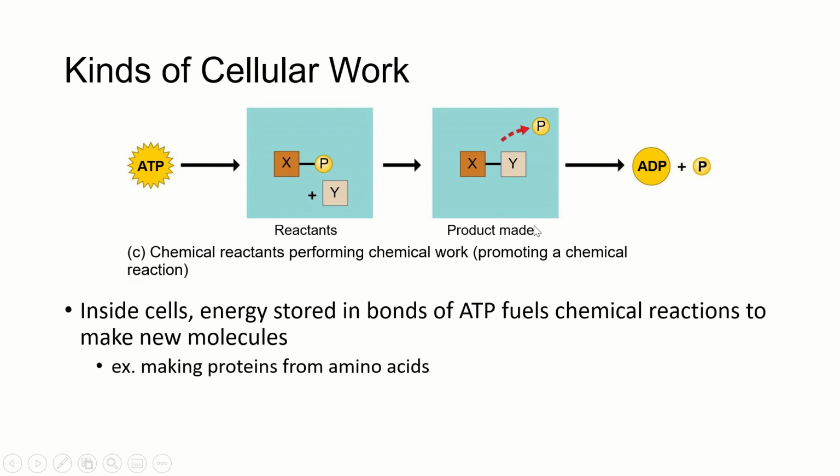Another way that we use ATP is to provide energy to make other molecules. So we have two reactants here, X and Y. We're going to bind a phosphate to one and then break that away to provide the energy to join these two to create a new chemical bond, and then that produces ADP. So every time that we make proteins, every time that a ribosome is making a protein, every single time it needs to make a peptide bond, it uses an ATP to do that. So ATP is really, really common in the cell and very, very powerful.